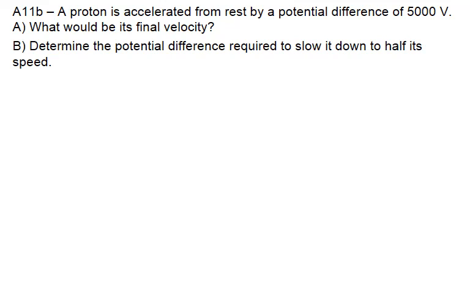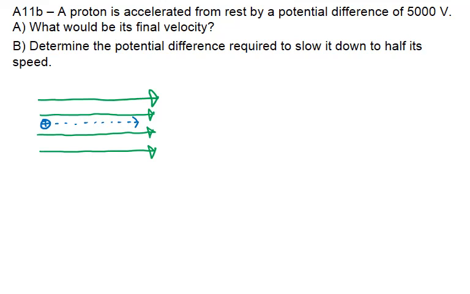All right, so in this one, a proton is accelerated from rest by a potential difference of 5,000 volts, and we want to find the final velocity after it's accelerated. And we want to determine the potential difference required to slow it down to half its speed. So that'll be the second part. So let's go ahead and draw the situation. We have our proton, we've got our electric field, and the potential difference is 5,000 volts.